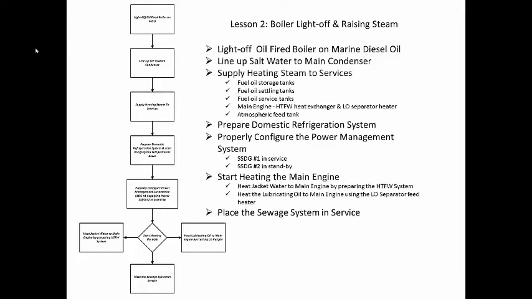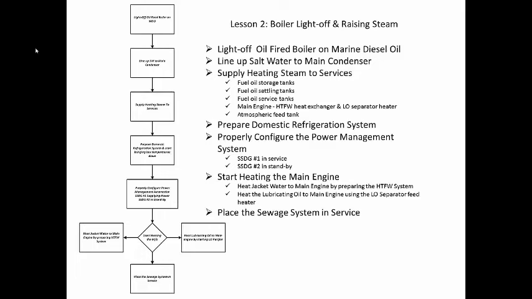So in Lesson 2, we are first going to light off the boiler on marine diesel oil. Then we're going to line up salt water to the main condenser, and supply heating steam to services, which includes the fuel oil storage, fuel oil settling, fuel oil service tanks, main engine high temperature fresh water heat exchanger, and lube oil separator heater. Get the main engine hot. We'll also start heating the atmospheric drain tank.